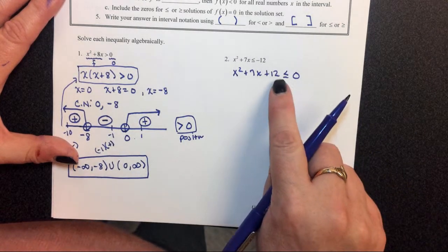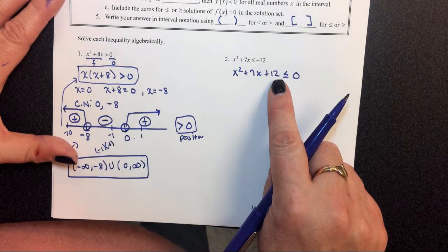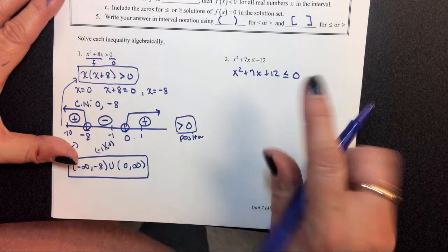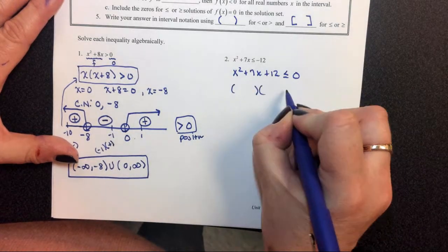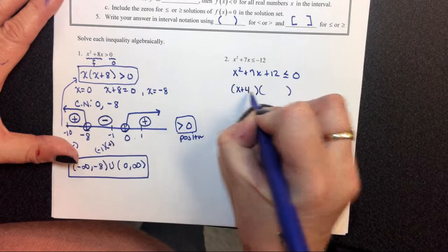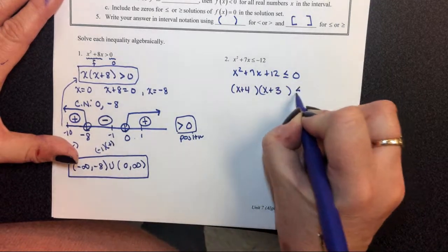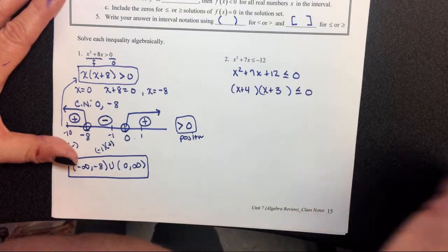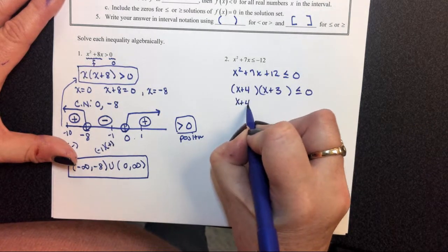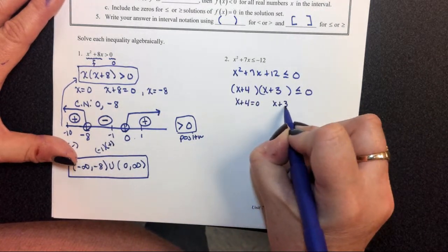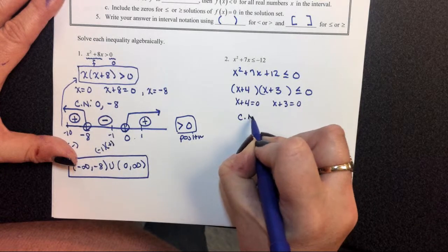So now I'm going to factor x squared plus 7x plus 12. So factors of 12 that add together give me 7. Those are 4 and 3. So then I set each factor equal to 0. So x plus 4 equals 0, x plus 3 equals 0. This will tell me what my critical numbers are going to be.